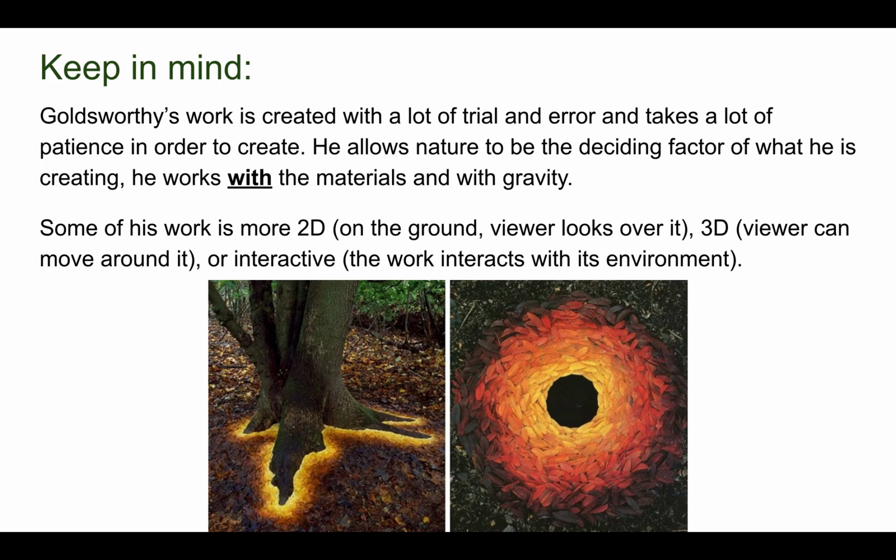What you're seeing on the left-hand side is more of the 3D view, where you can move around the tree stump, and he put leaves around the tree stump to create that type of radiating color. The 2D example is the one to the right, where you're looking down onto leaves, and he put the leaves in a circle from light to dark.